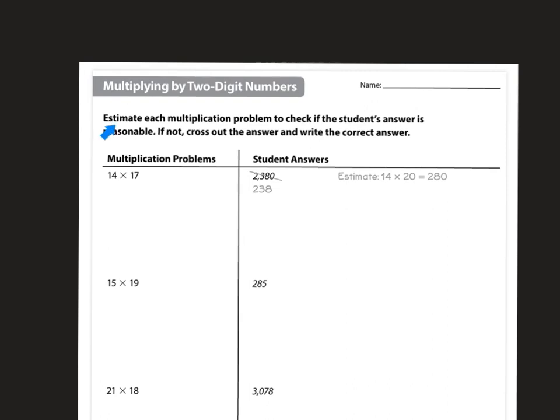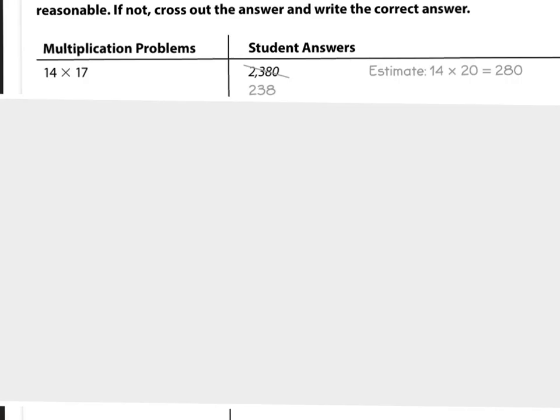We are going to go ahead and estimate each multiplication problem to check if the student's answer is reasonable. If not, cross out the answer and write the correct answer. Alright, number 1, we have 14 times 17. So they went ahead and got an estimate. They left 14 alone and they rounded 17 to 20.